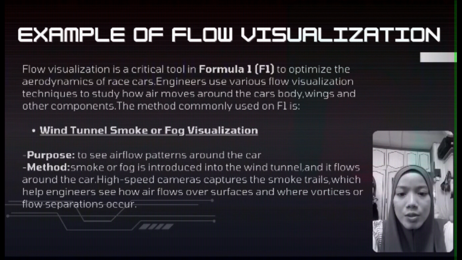High-speed cameras capture the smoke trail, which helps engineers see how air flows over surfaces and where vortices or flow separation occur. We put small tracer particles into the wind tunnel, which follow the aerodynamics of the car. We then use a laser and cameras to illuminate the particles. This is a flow imaging technique.